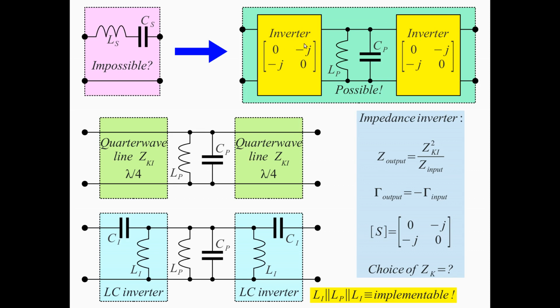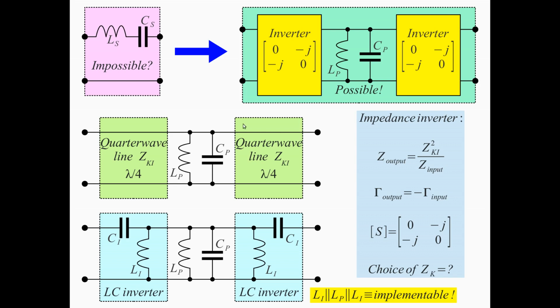How do we make impedance inverters with an S matrix of this form, with 0 for S11 and S22, no reflection, but we turn the phase of the transmission on both sides? To have an impedance inverter, this is actually a quarter wavelength line of a selected characteristic impedance for the inverter. Ki means characteristic impedance of the inverter. So this actually inverts the impedance. It's a quarter wavelength line that is inverting the impedance.